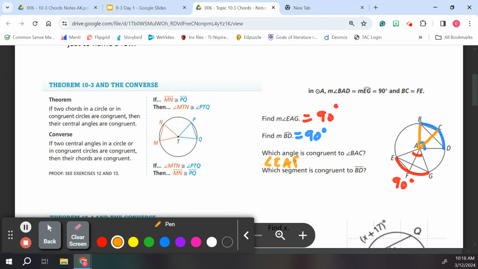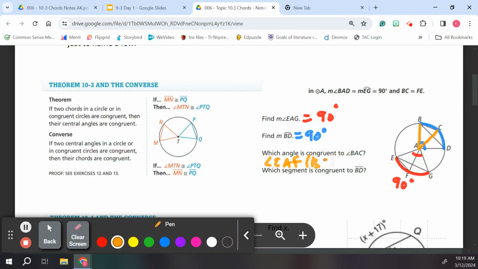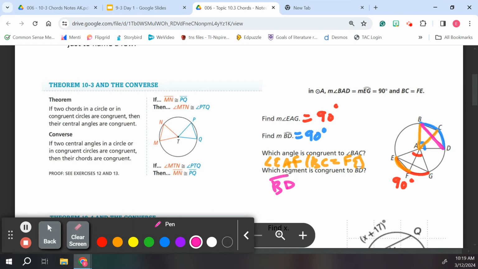And that's because, remember, BC is equal to FE. So this is going to be equivalent to this. So that's why those two angles would be equivalent. Which segment is congruent to BD? So here's B to D, that's the chord, which means BD is going to be congruent with chord EG.